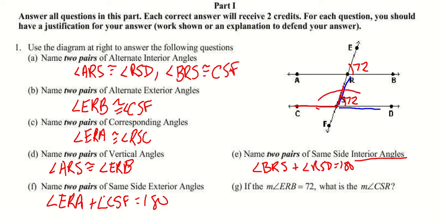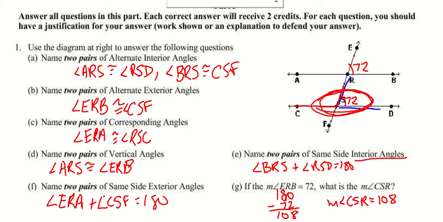And now I can see that these two angles actually form a straight line, right? They're supplementary. So I can figure out by doing 180 minus 72 that this is 108 degrees. So the measure, that's what M means, of angle CSR, kind of looks like an E, is equal to 108 degrees. Okay, go back and fill in the other pairs of angles here. I'll go do that too. I'm going to pause it and we'll keep going.